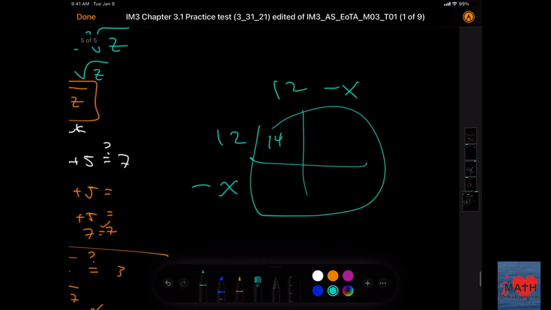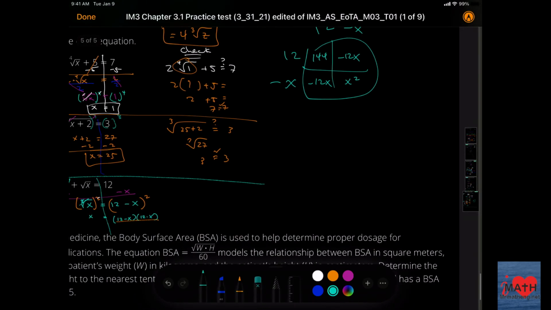All right, 144, so we're multiplying, then adding. Negative 12x, positive x squared. So if you combine like terms, on one side we're going to have x, and on the other x squared, negative 12x minus 12x is minus 24x, plus 144. And if we subtract the x, we're going to get 0 equals x squared minus 25x plus 144.